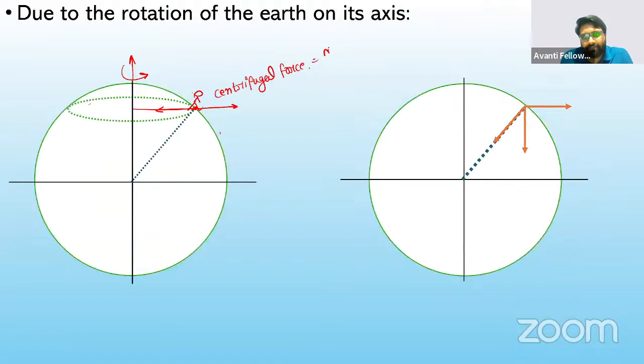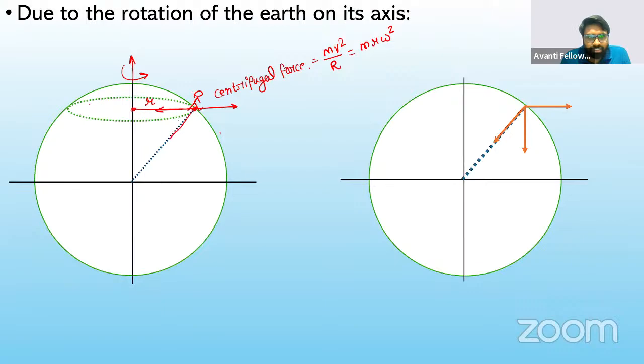The radius of this circle is small r, so the force is the same as mv square upon r, or we can say it is m r omega square. Clear? This is the magnitude of centrifugal force, or you can say the centripetal force also. But centripetal force acts towards the center, and centrifugal force acts away from the center, in the radial direction.